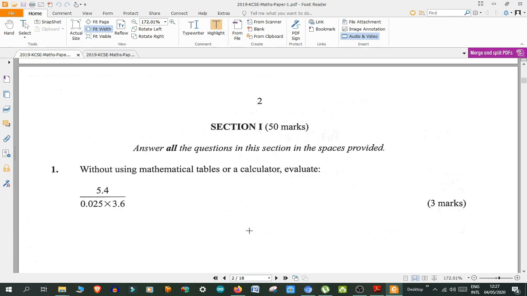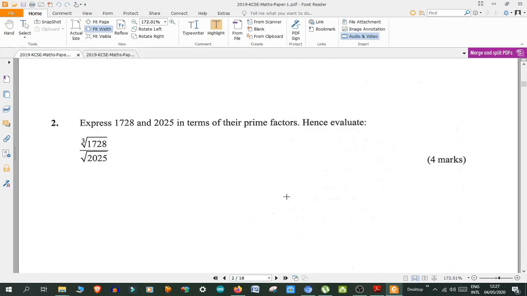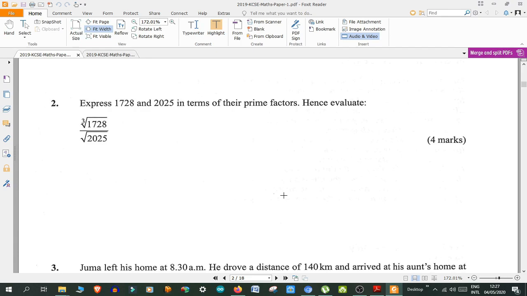Now, like you can see, the first question is a question on decimals, where you're supposed to evaluate without using tables or a calculator, and it gives you a comfortable 3 marks. Question number 2 is on prime factors, factorization. So this again is a Form 1 topic. You're supposed to factorize into prime factors, and then you get the cube root and the square root of the numerator and the denominator respectively. You can see the marks distribution there. We are talking about 4 marks.